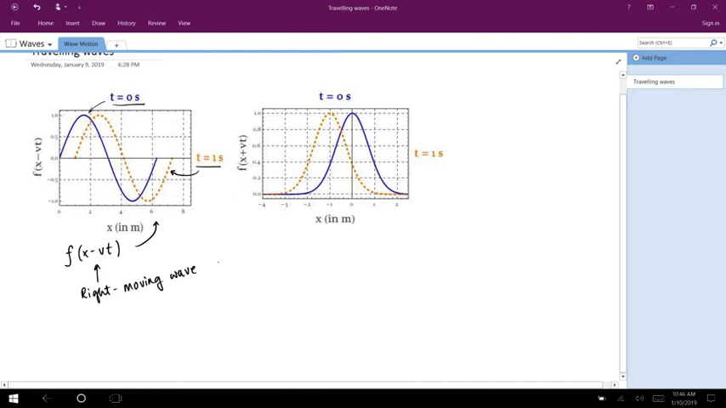And similarly, at time t equals 0, this function f of x plus vt was this blue curve, and at time t equals 1 second, that's the orange curve. Clearly this moved to the left. So x plus vt, this function is a left moving wave.